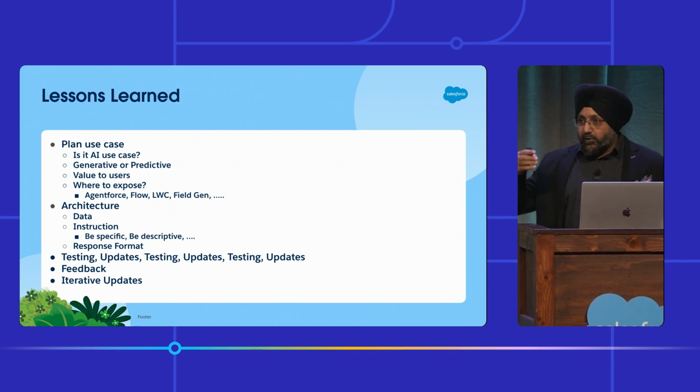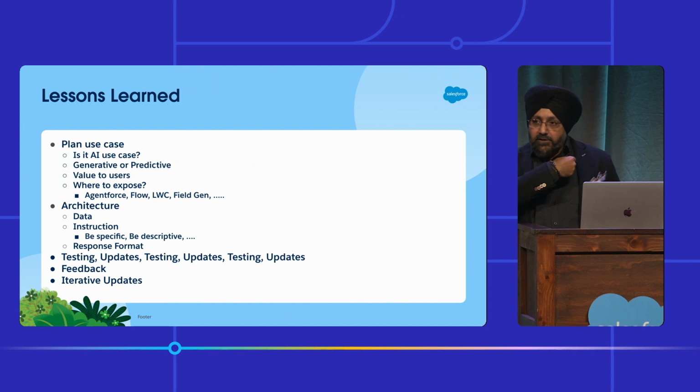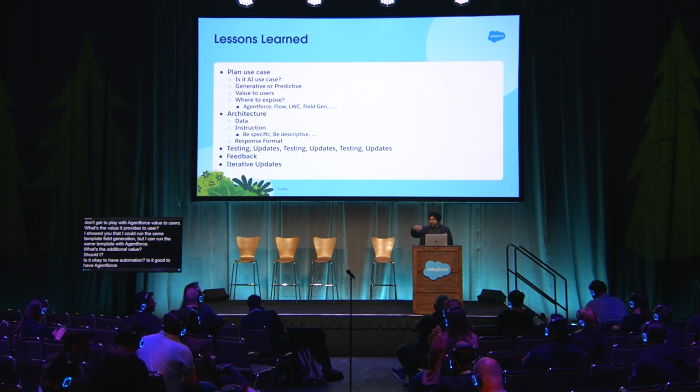Value to users. What's the value it provides to the user? I showed you that I could run the same template with field generation, but I can run the same template with Agentforce. What's the additional value? Is it okay to have field generation? Is it good to have Agentforce? Agentforce gives you those recommended actions, but do customers need them? If not, then maybe field generation is the way to go.